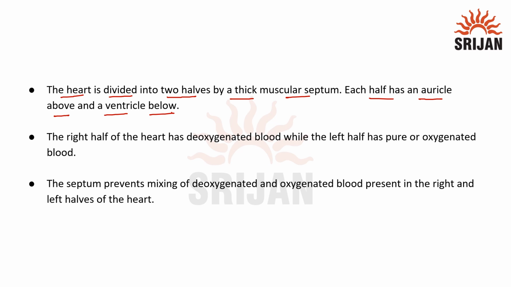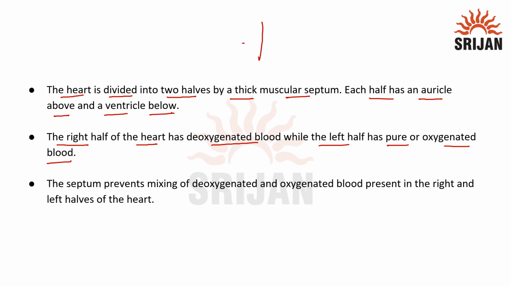So, in right side, we will have right atrium and right ventricle. In left side also, we will have left atrium and left ventricle. The right half of the heart has deoxygenated blood, while the left half has pure or oxygenated blood.